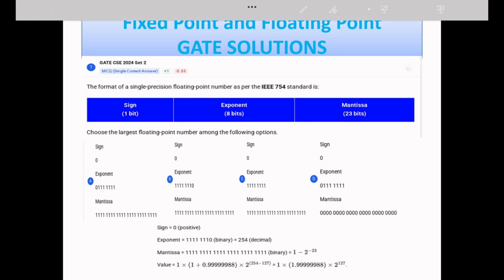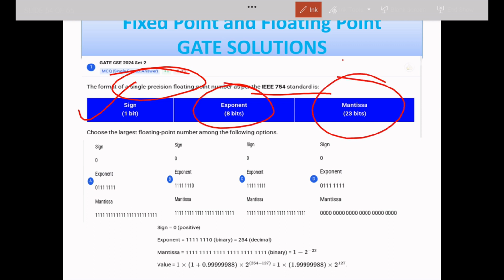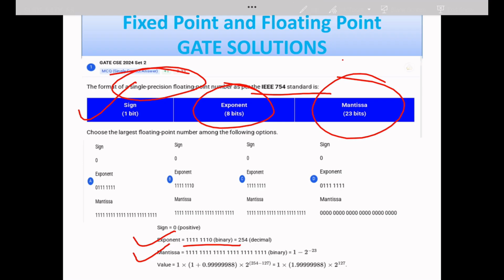Next, the 2024 question you can also see, and here he is asking about the IEEE 754 standard form, single precision. This also we already discussed. The first bit represents the sign bit, the second 8 bits represent the exponent, and the remaining 23 bits represent the mantissa. So he is asking the largest number. Already we discussed the largest number, the fractional number, the second largest number and the minimum. If you want the maximum number, already we told that for the maximum all the mantissa bits are 1, and for the exponent this value. Such types of many questions we already discussed.